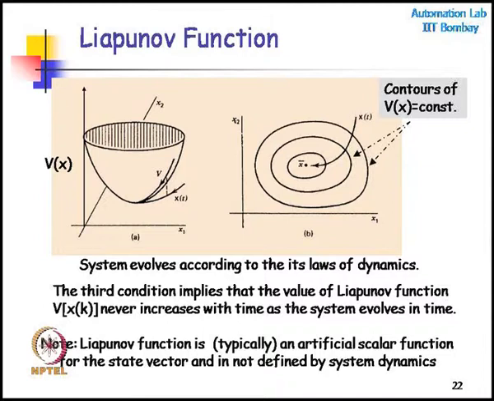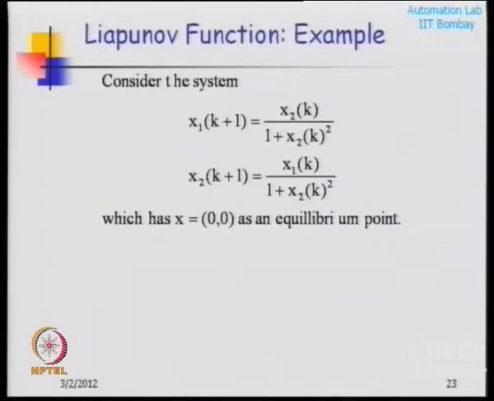I want to stress that it is an artificially constructed scalar function. If I am able to construct this scalar function which has certain properties, then I am able to talk about the stability of the dynamical system. If I am not able to construct it, that doesn't mean anything. If I am able to construct it, then I can prove some characteristics of the dynamical system. If I am not able to construct it, that does not mean the system is unstable or anything of that sort. So don't stretch it the other way around.